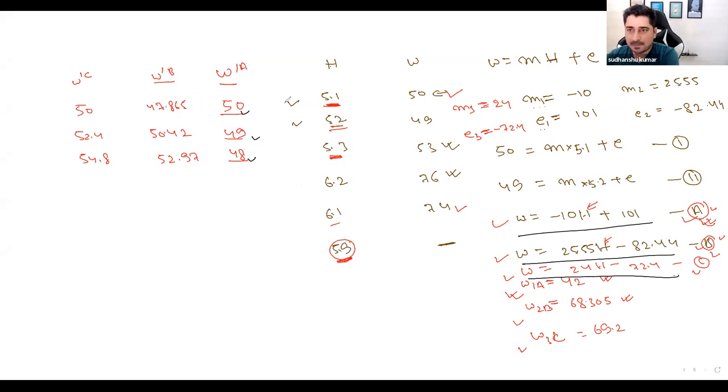In equation B, I was expecting 50, I got 47.86. I was expecting 49, I got 50.42. I was expecting 53, I got 52.97. With equation C, I was expecting 50, it's 50. I was expecting 49, 52.4. I was expecting 53, 54.8. So which equation am I supposed to select? Can I say that all three equations are trying to give me close values, not exact, but close? Yes. Now tell me which equation I'm supposed to select: equation A, B, or C?